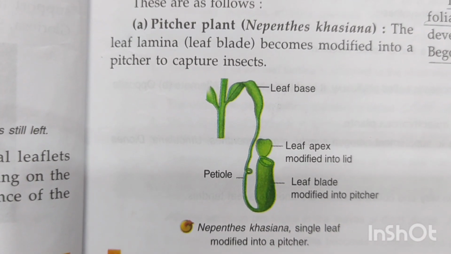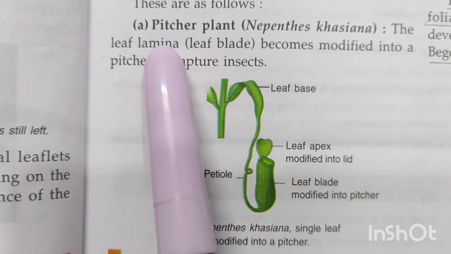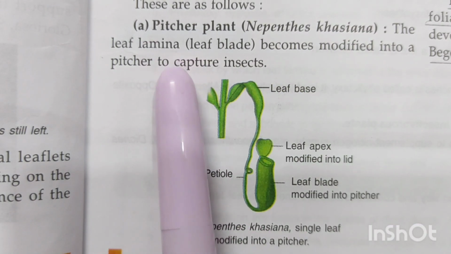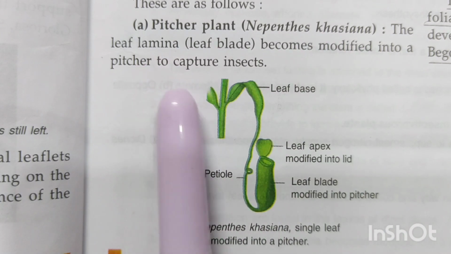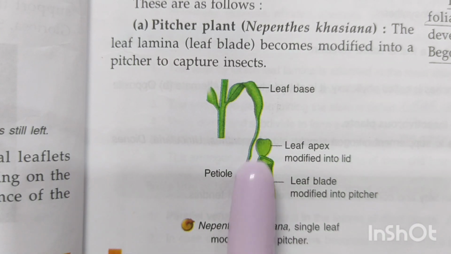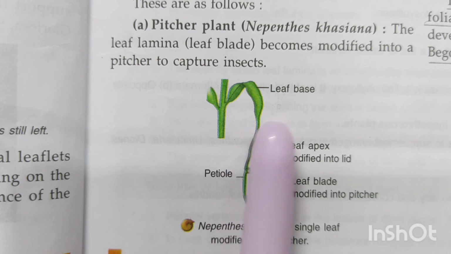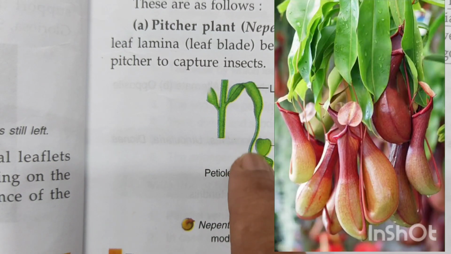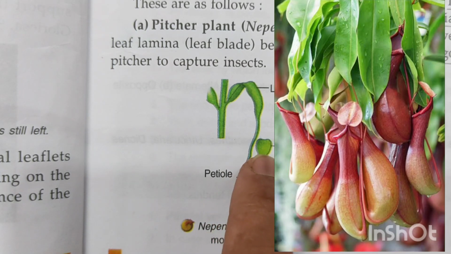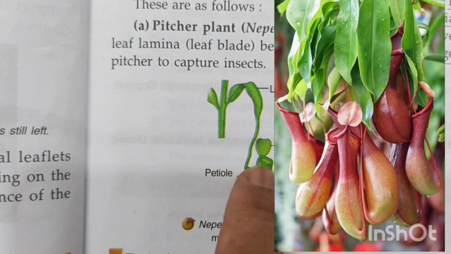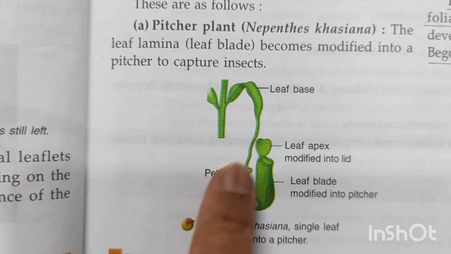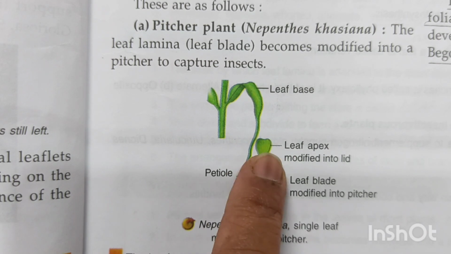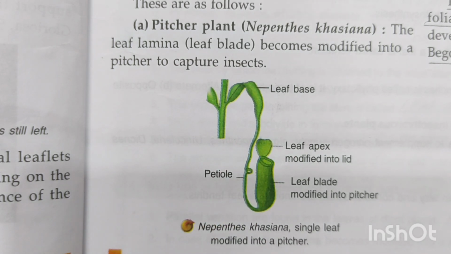Now have a look at the picture, children. The leaf lamina. You know what is a leaf lamina, children? It gets changed into a pitcher. Now look at this structure, children. It looks like a pitcher, and the leaf apex becomes the lid. You can see over here, this structure is looking like a lid. So when the insect goes inside, this lid closes, and when the lid closes, the insect is not allowed to move out and it gets digested inside this pitcher. So this is what is known as a pitcher plant.